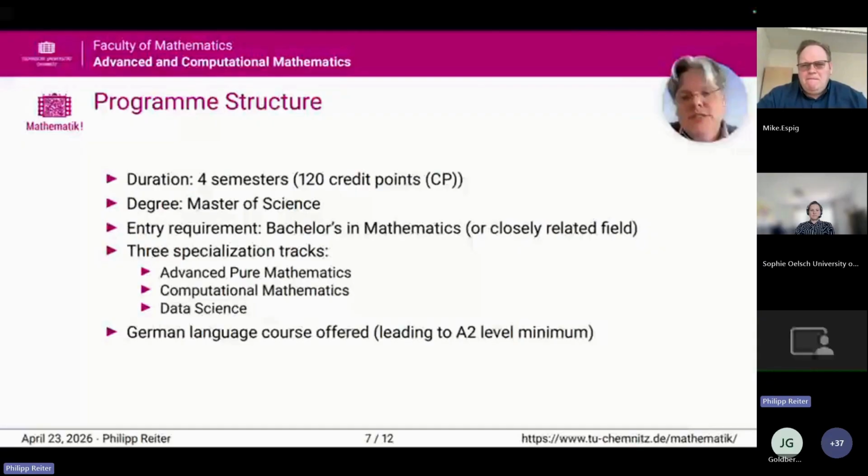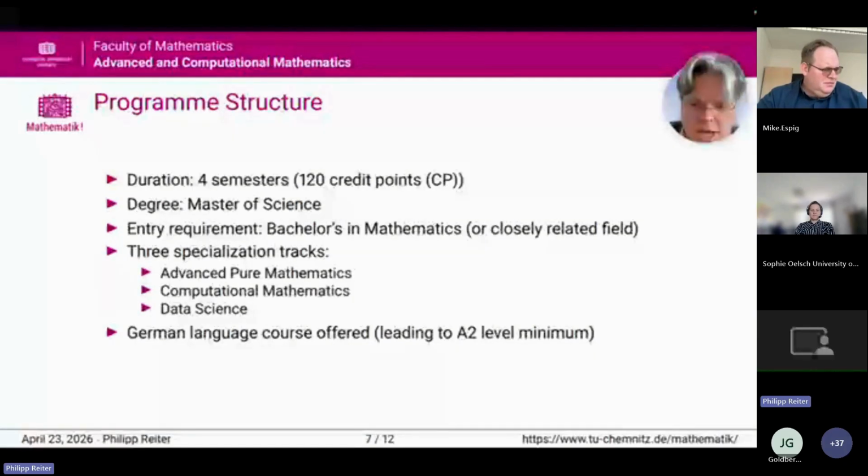And we offer also language classes here, not only in the bachelor's program, so you can apply for our international master without any pre-knowledge in German.